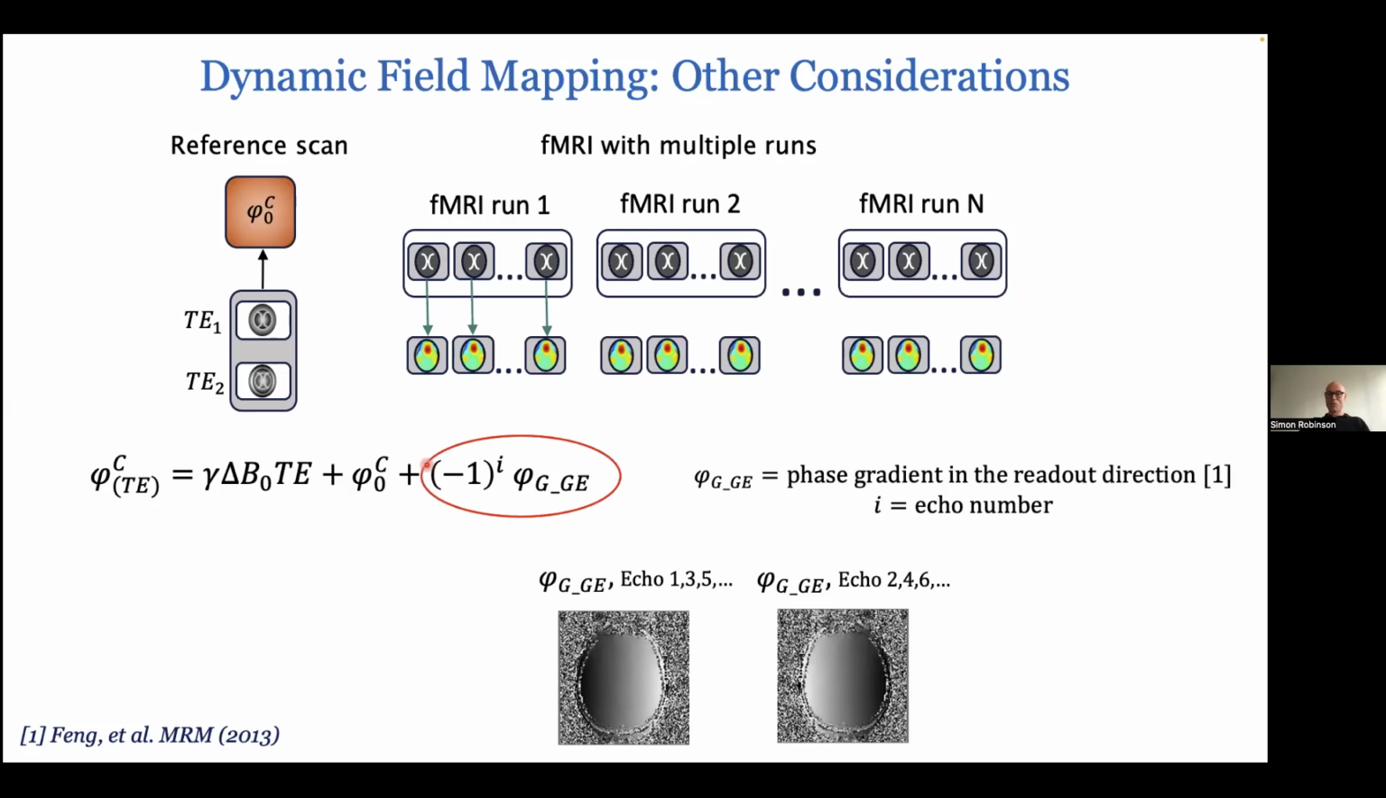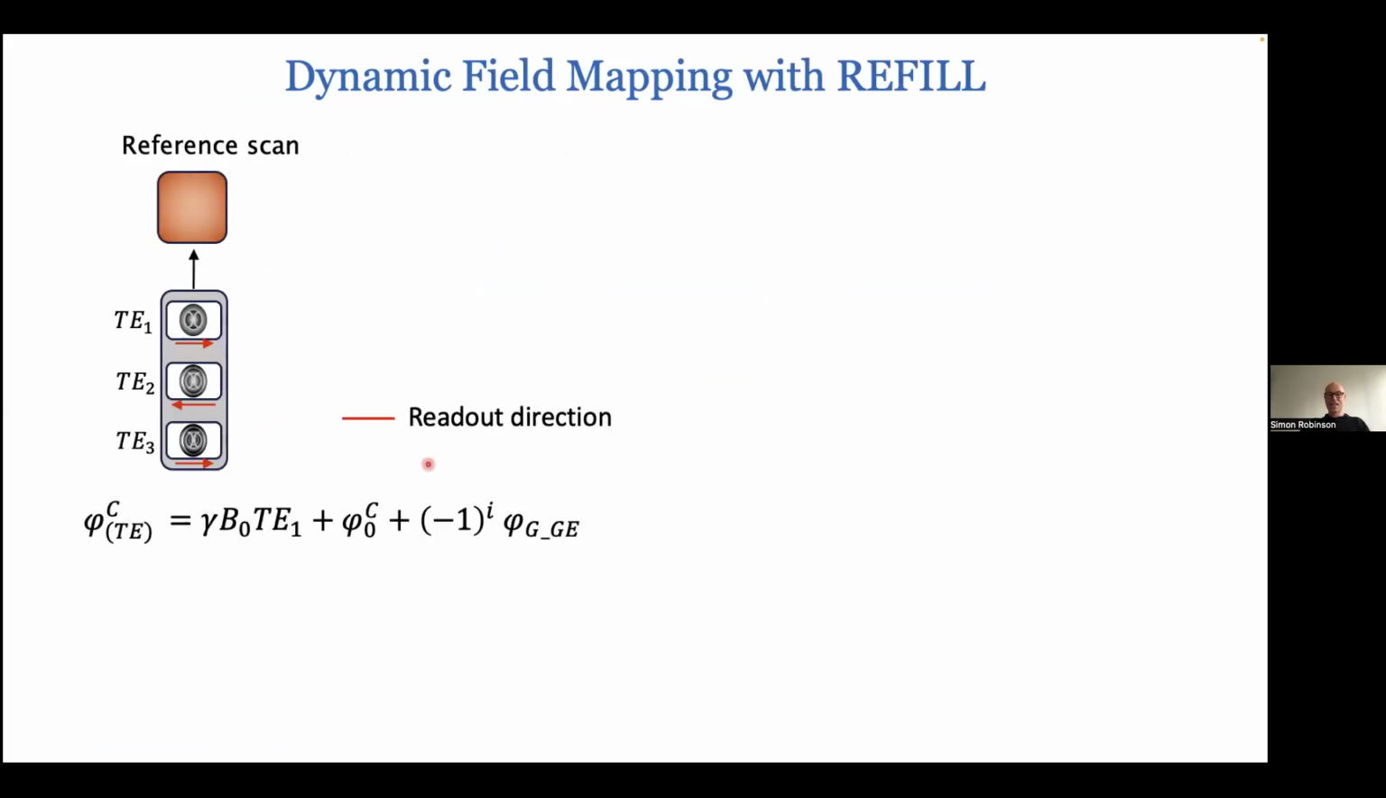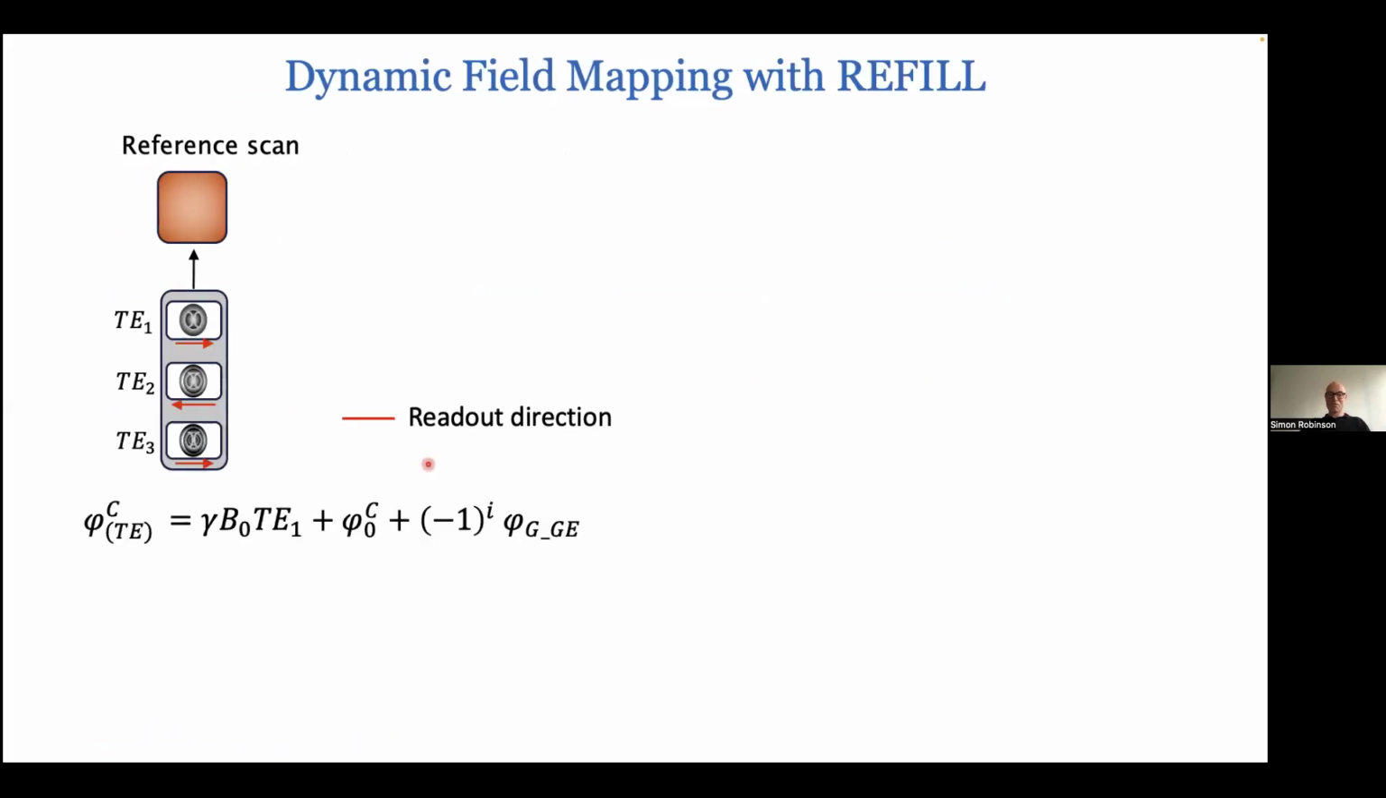So what we found in practice is that we needed 2 gradient echo scans with opposite readout polarity. And we've now sped this up so we can get the same information from 1 triple echo scan, which is bipolar. That means we read the first and the third echoes out in one direction and the second echo out in the opposite direction.